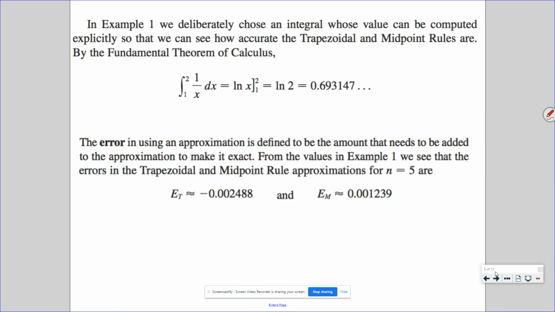Just to give you some more information, if I were to use a calculator to find this definite integral, the actual answer would be 0.693. So we got an answer of 0.692, which is a little bit low, and we got an answer of 0.696, which is a little bit high. So the trapezoidal error was a little bit different than the midpoint error. And actually in this question, the midpoint approximation was closer to the actual value.